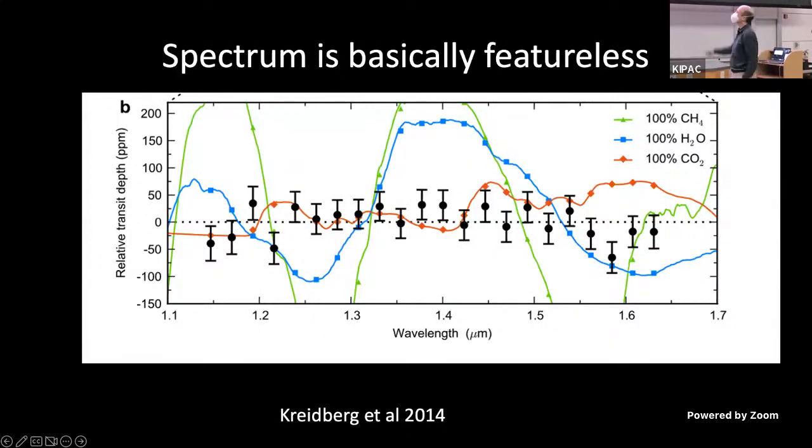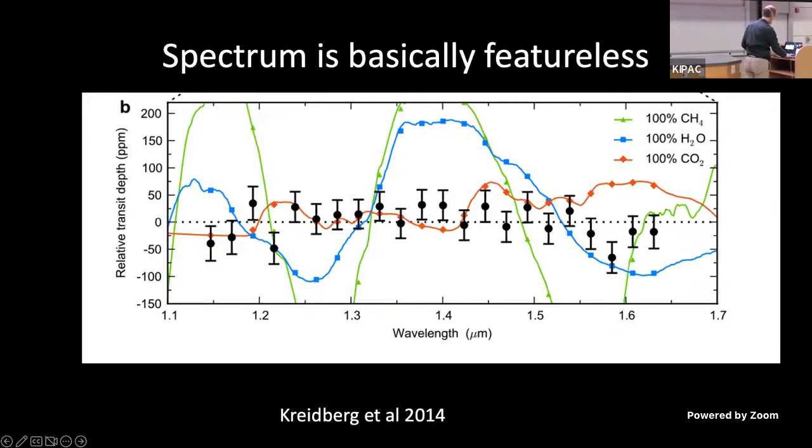With Hubble, they didn't really get an answer. The colored lines are what the spectrum should have looked like if the atmosphere was made out of water, out of methane, out of carbon dioxide. What they got are these circles with error bars around them, flat as a pancake. There was no evidence of absorption in the planet's atmosphere. Could mean it doesn't have an atmosphere. We don't think that's the case.